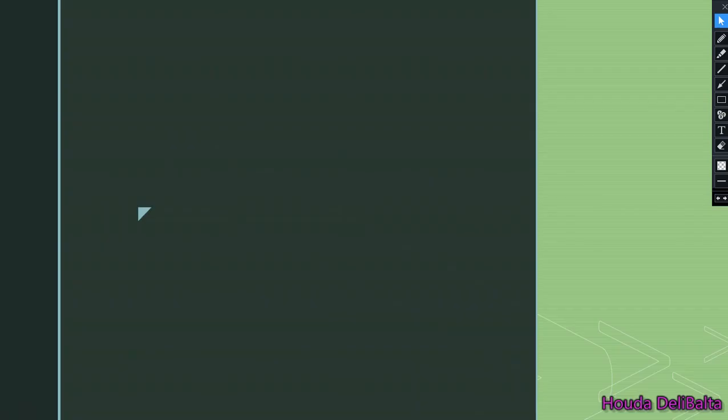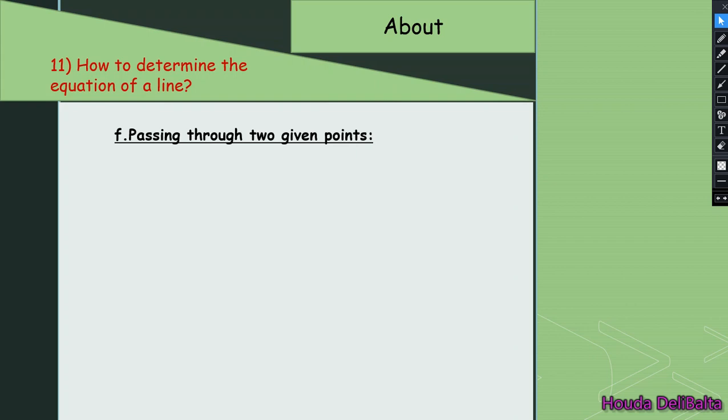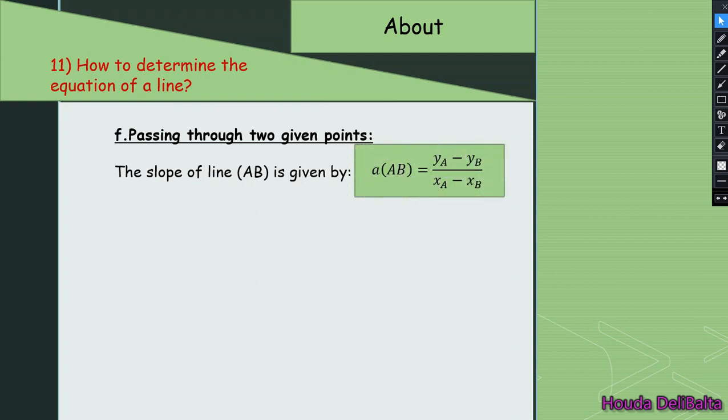And now, dear grade 9 students, we are going to learn how to write the equation of a straight line if it passes through two given points. Note that the slope of any line AB is given by YA minus YB over XA minus XB. So this is the rule related to a slope. We use it whenever we have two given points.